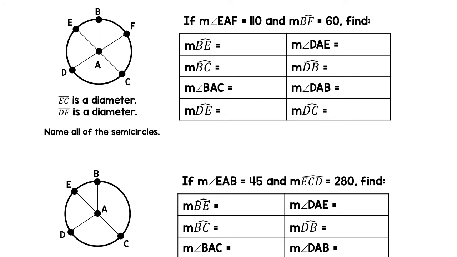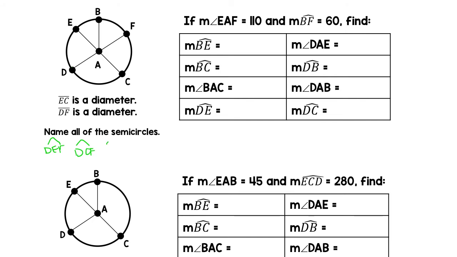Okay, we know EC is a diameter and DF is a diameter. They both look to be that way, so we can say that's true. Name all the semicircles. Well, we've got arc DEF is a semicircle. So that's DEF, so like this. We know that arc DCF is a semicircle, goes in the opposite direction.